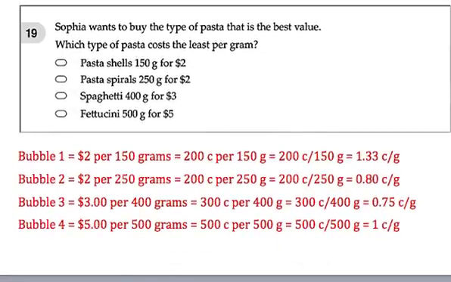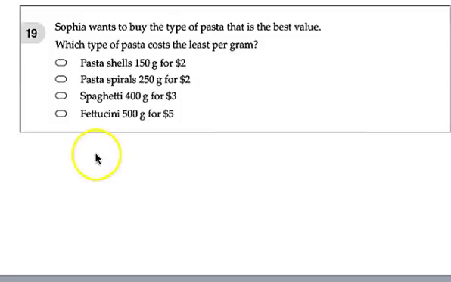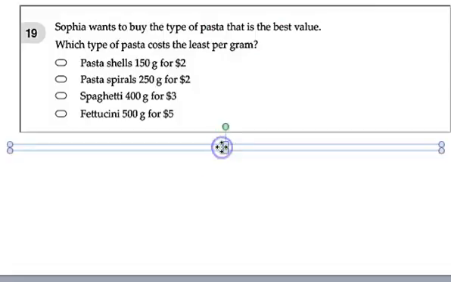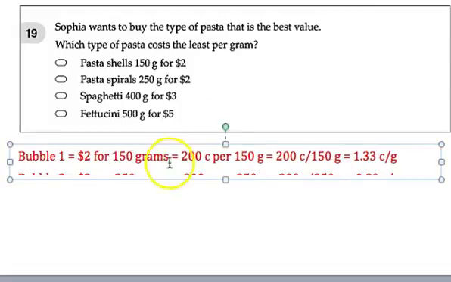And now the next question. It says Sophia wants to buy the type of pasta that is the best value, and which type of pasta costs the least per gram. So we need the cost divided by the grams, because we want the cost per gram. So we put the dollar amount divided by the grams. We can see the pasta shells, which is bubble 1, are $2 for 150 grams. I can write per or for if you want. So $2 for 150 grams.